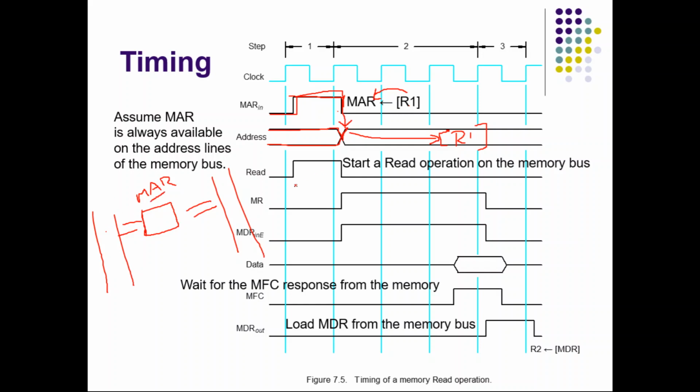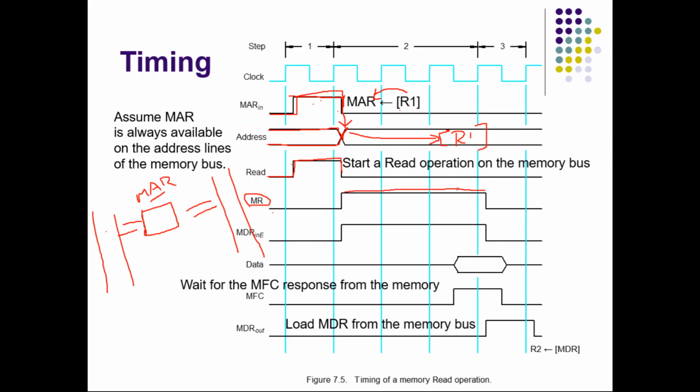Now, at the same time when MAR is loaded with the address of the particular memory location, the read is also activated. Which means read data from this location. Read is a signal, you are telling it to now perform the read operation. This is memory read. So the read operation happens from this time to this time.